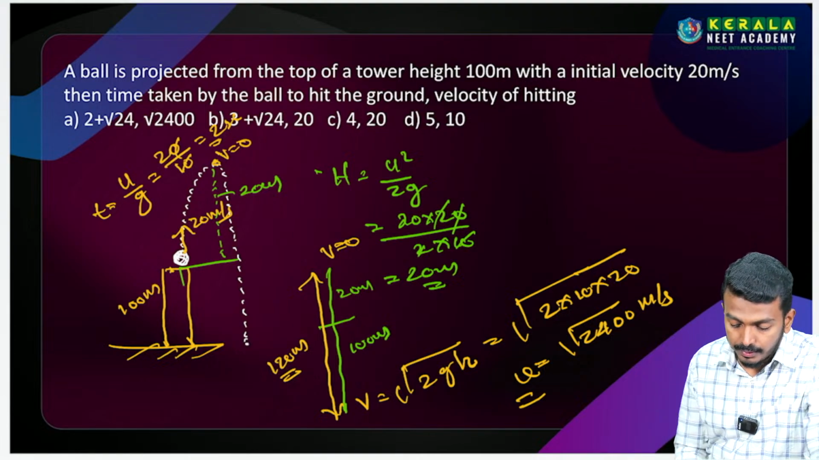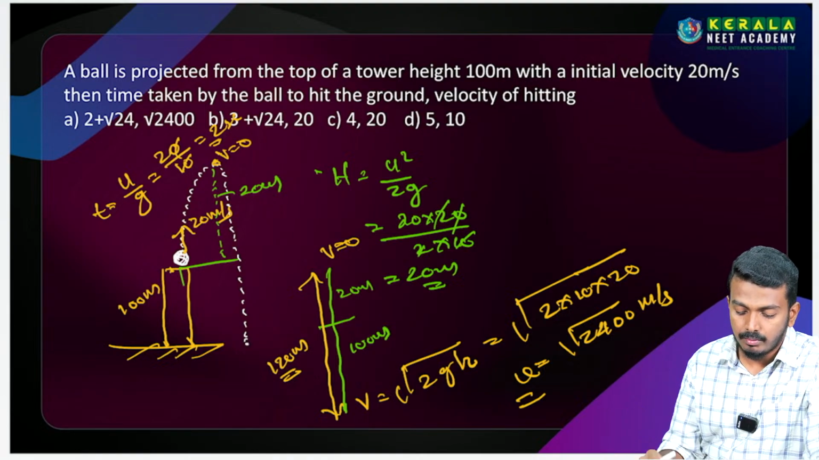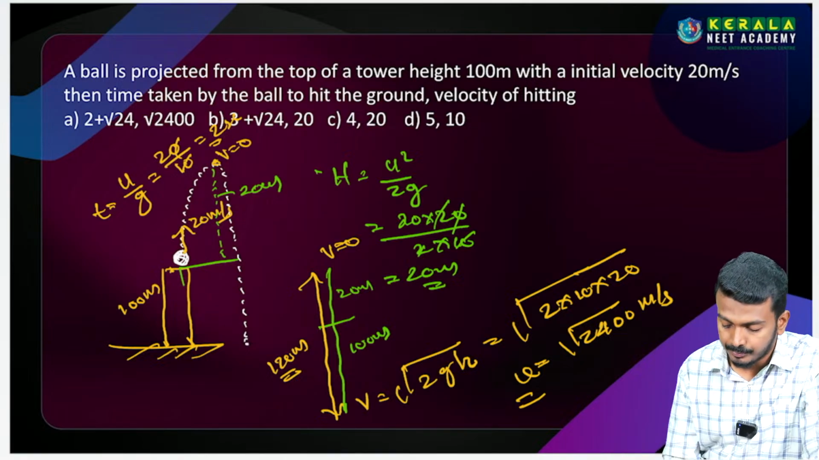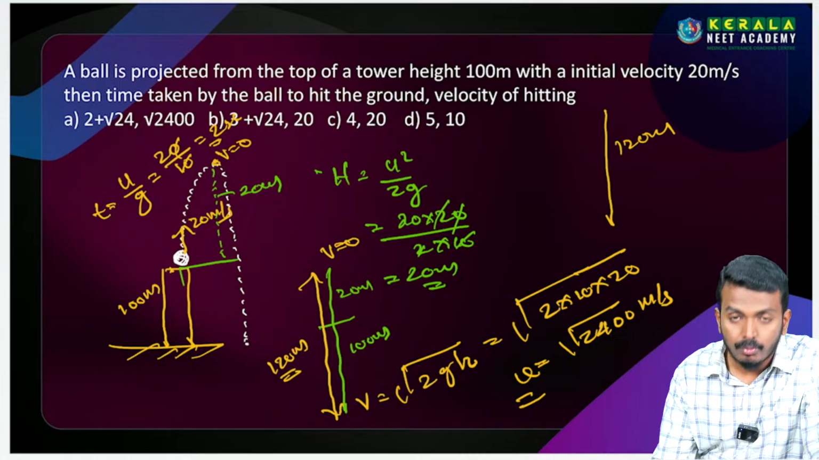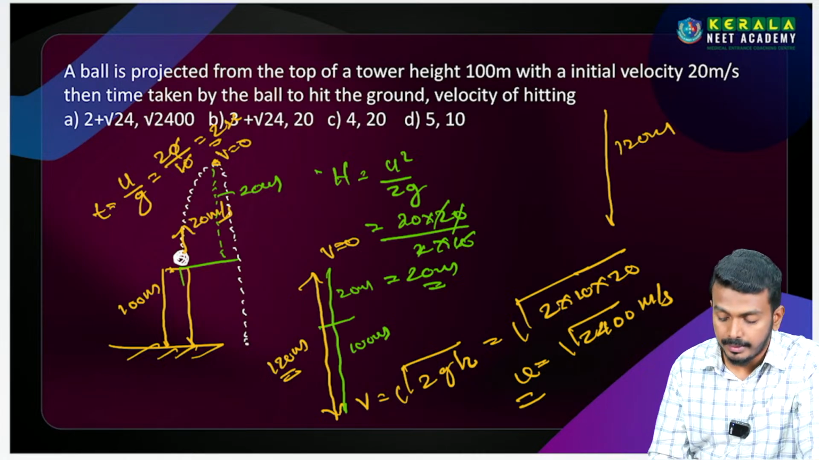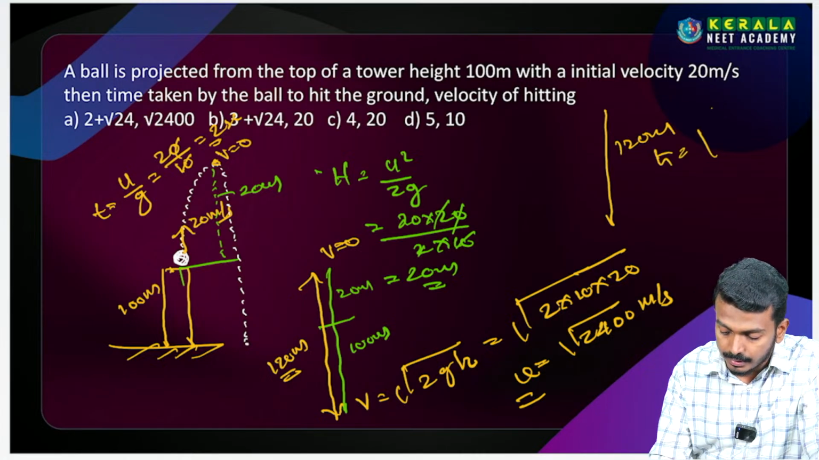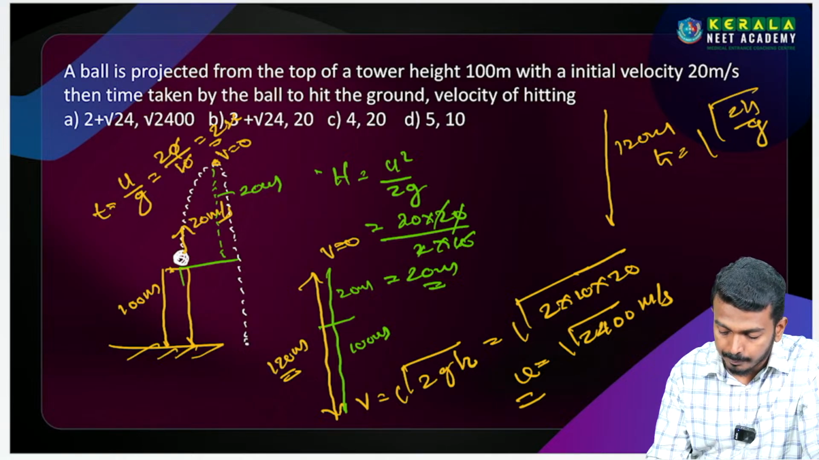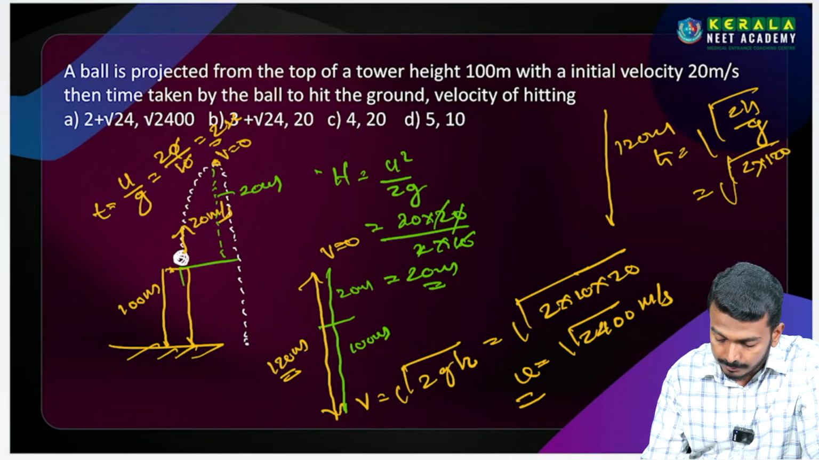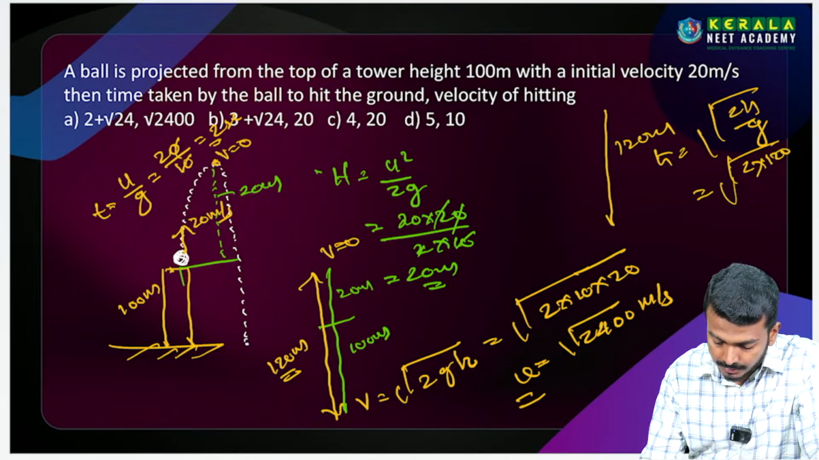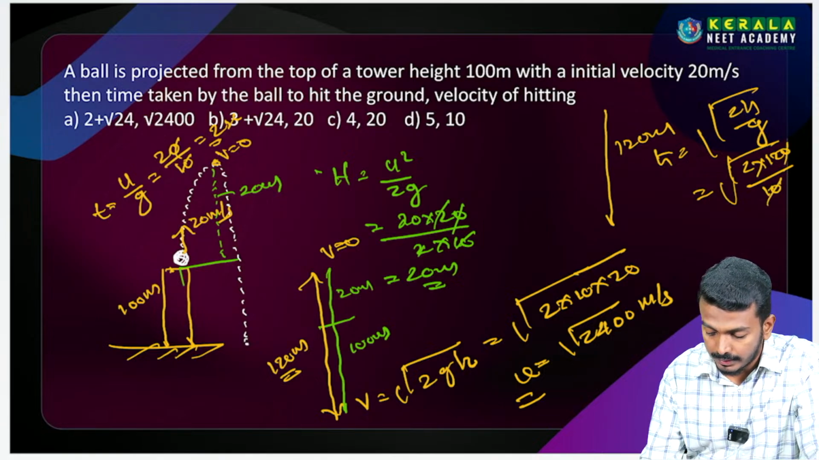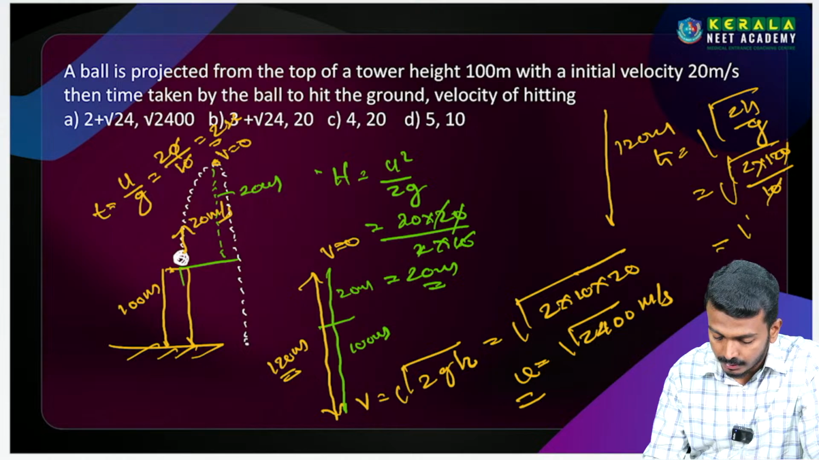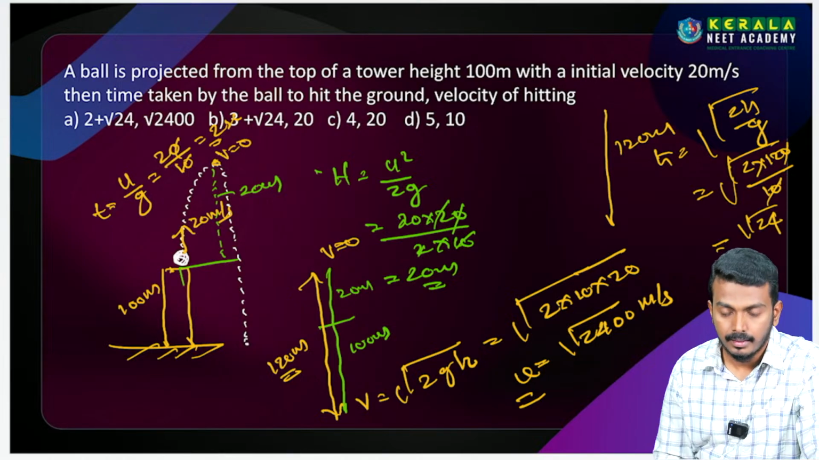Then we have to find, there are two questions: velocity of hitting and time taken. If you know the total height, what is the total height? 120 meter. Then how to find the time taken? Time taken t is equal to root of 2h by g. Means root of 2 into, what is the total height? 120, divided by the value of g, 10. 10 gets cancelled. Then what answer will you get? Root 24.